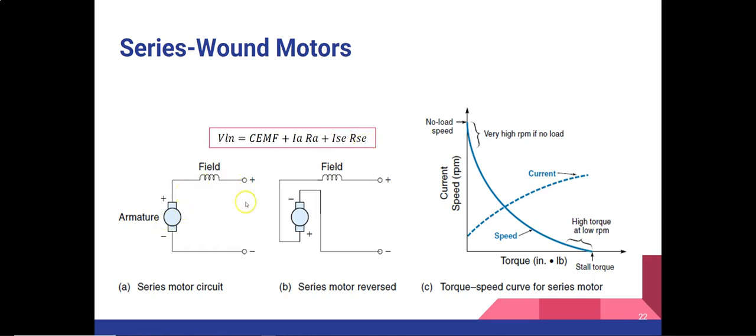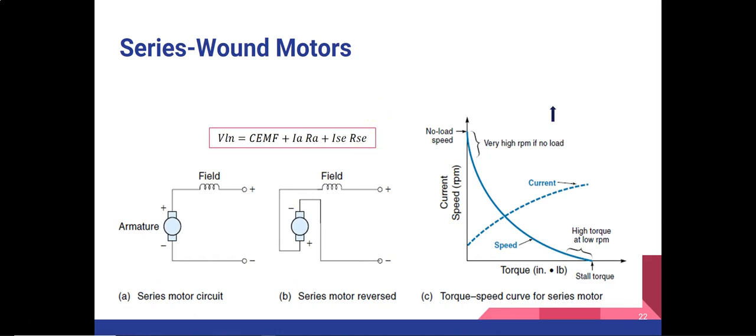So if you notice in this type of arrangement, our armature current and ISE are both the same because it is a series circuit. So further, if you solve this equation, then it will come out to be VLN equals CEMF plus, you can take either IA or ISE common. So let's take IA common. So IA, and in the bracket you will have RA plus RSE.